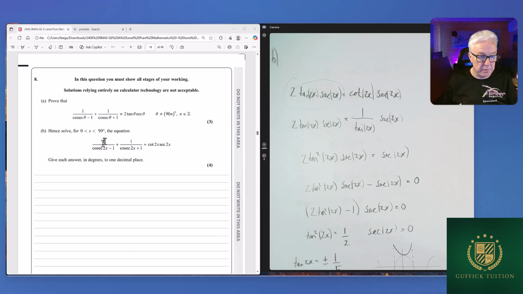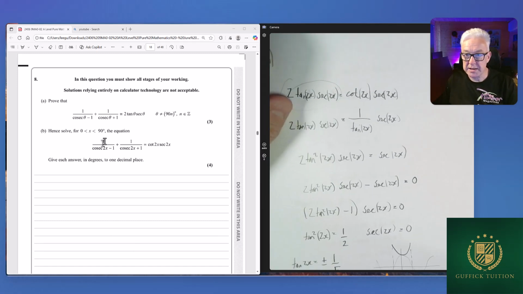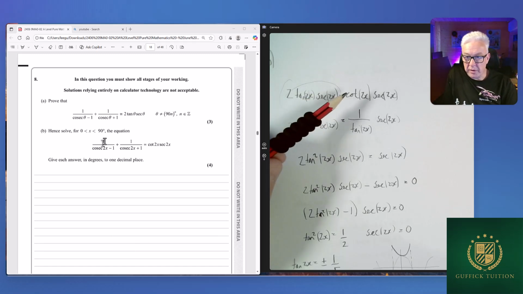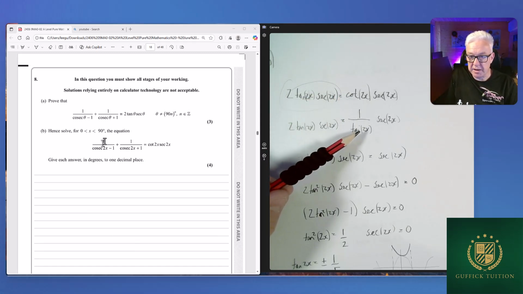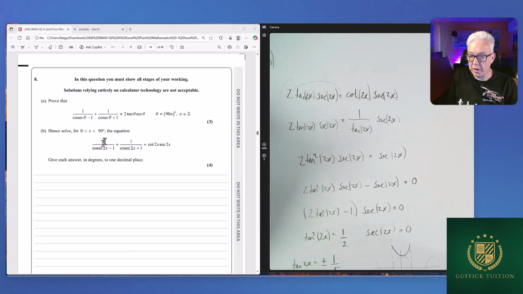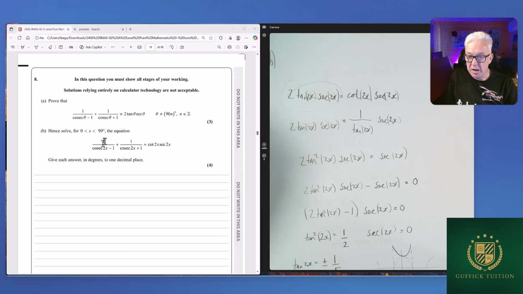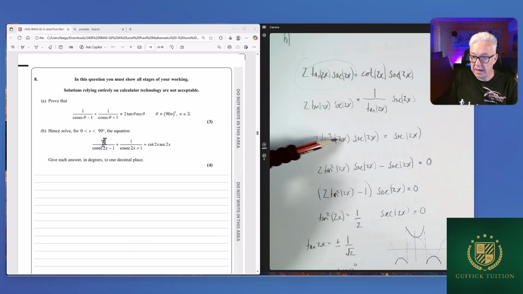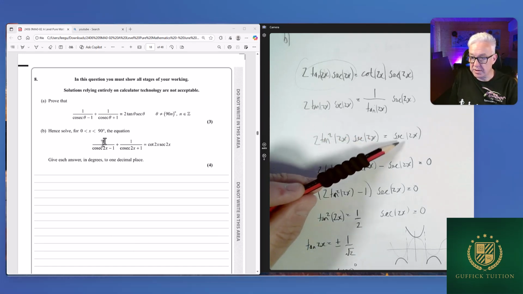Okay, so now it's time to solve this. So let's have a think about what we're going to do here. Well, the first thing is cot is 1 over tan. So I've replaced cot with 1 over tan there. Then I've multiplied everything by tan. So I've now got 2 tan squared 2x sec 2x is equal to sec 2x.